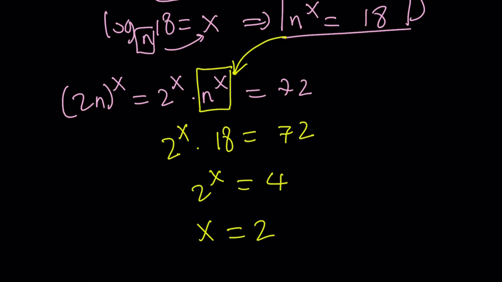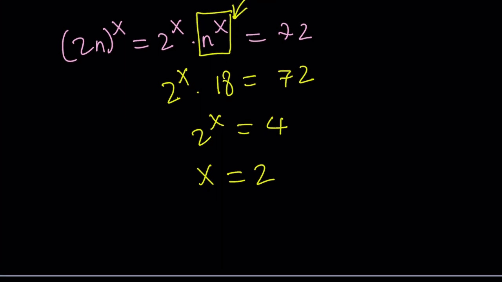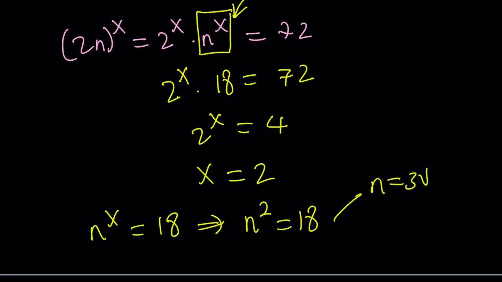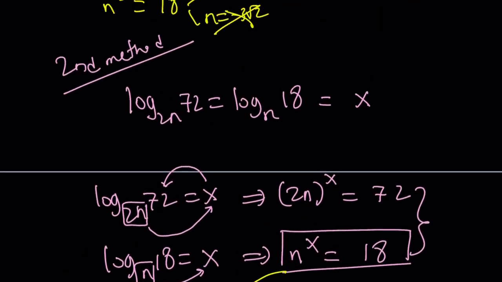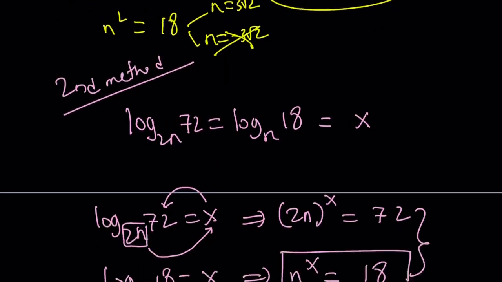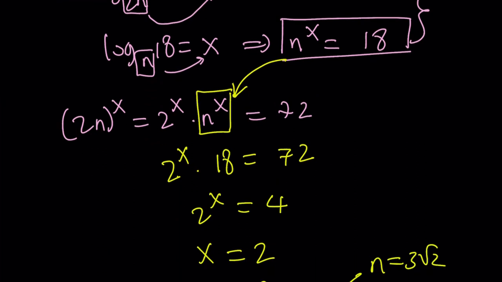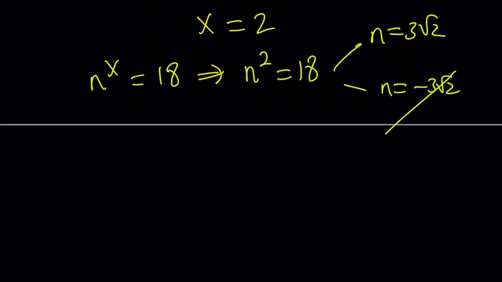But we're not looking for x, we're looking for n. And from the second equation, we have n to the power x equals 18. Since we know that x is 2, this turns into n squared equals 18. And as before, we get 2 results, but remember what we said about n, because n and 2n are the bases, so they have to be positive, right? And they have to be different from 1. So that's the requirement. Therefore, negative numbers we cannot use. So that is going to be the answer.